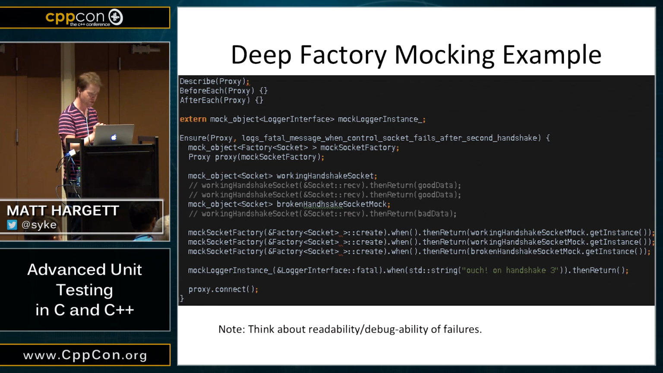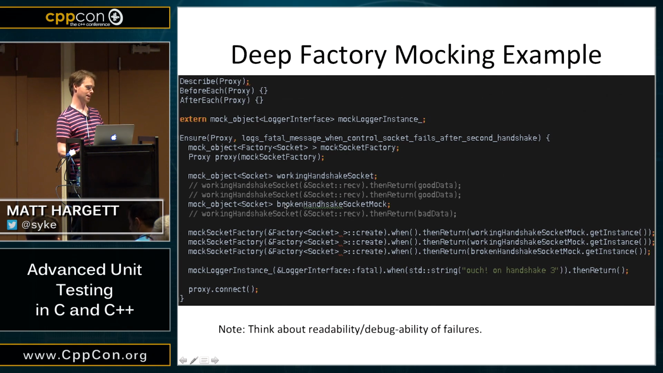So I'm going to make a mock. Oh, that's right, I have a pointer here. I'm going to make a mock object of socket called working handshake socket. And I have some commented out expectations here where I'm going to set expectations so that those things will return values like they're working OK. And then I have a, can't see it. There it is.